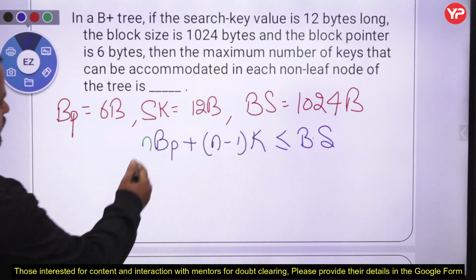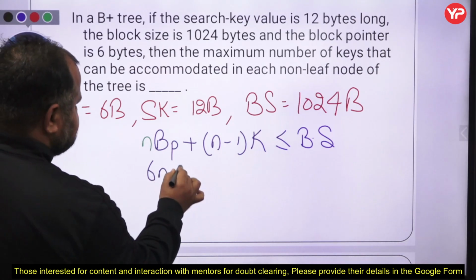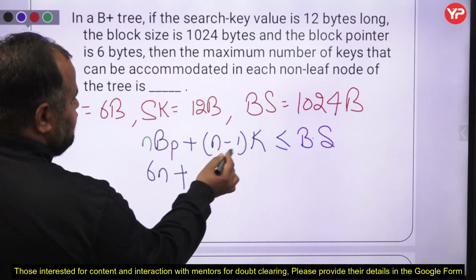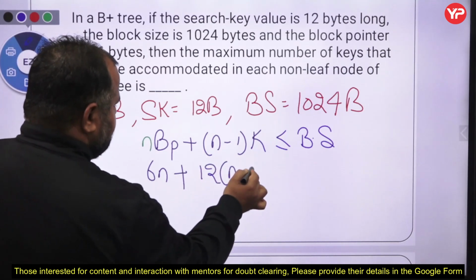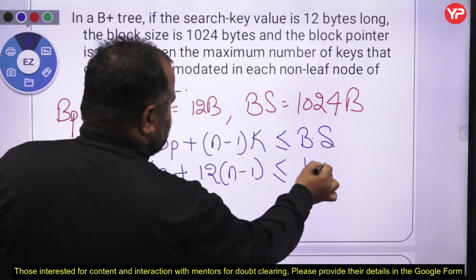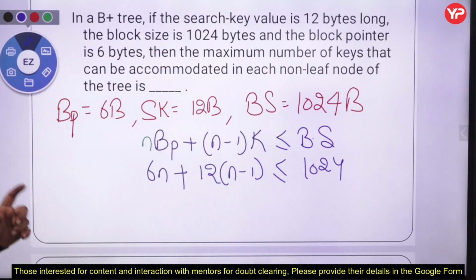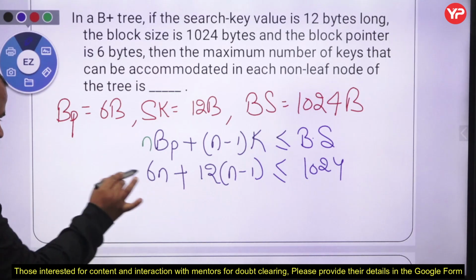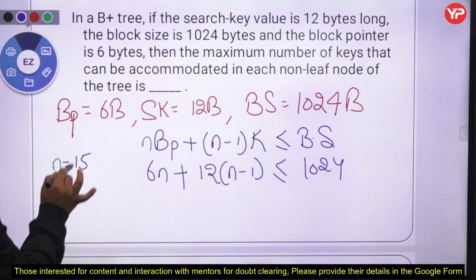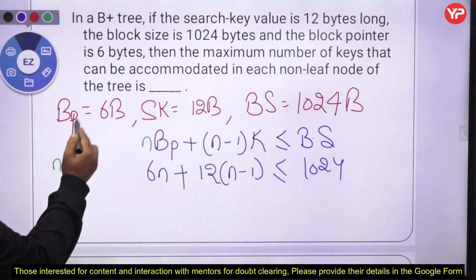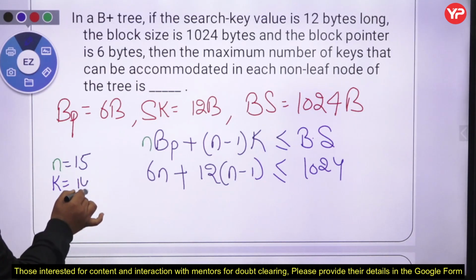Fine. Now n block pointers of size 6 byte gives 6n, plus n minus 1 keys of search key size 12 byte gives 12 times (n minus 1), which must be less than or equal to 1024. Now you have to find out the n value. Fine, my dear students, now keep in mind, suppose the answer is like this: if n is 15, then your answer should be n minus 1, that is 14. So the keys you can accommodate is 14.